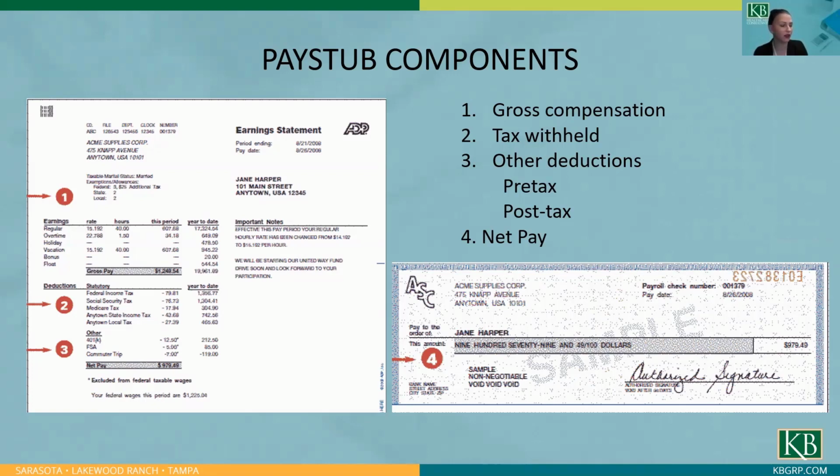Next, we have other deductions. Other deductions may be pre-tax deductions or post-tax deductions. When we think about a pre-tax deduction, this directly reduces gross compensation before the tax amounts are calculated. Post-tax deductions essentially come from the net payroll amount. So for an example, if I were to receive $1,000 in net pay amount, and I had a $100 post-tax deduction, I would now receive $900 in net pay.